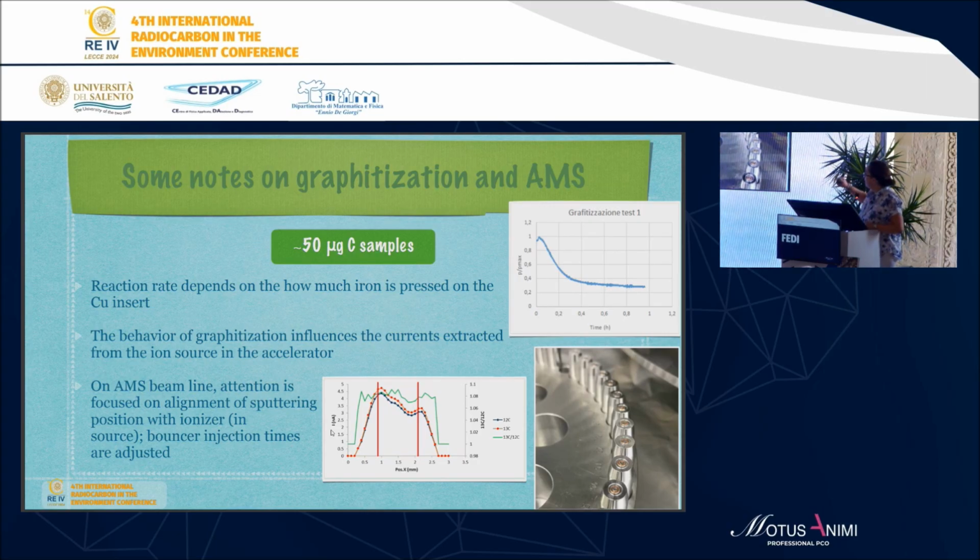Of course, on the EMS beam line, attention is focused on alignment of the sputtering position with the ionizer, and here in the graph you see a sort of scan of the current, both 12C and 13C, we can extract with respect to different positions of the ionizer with respect to the sputtered graphite.